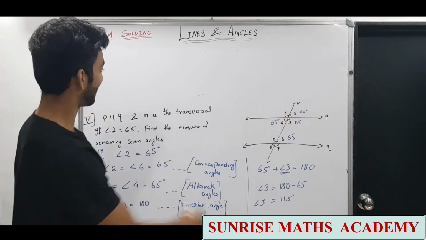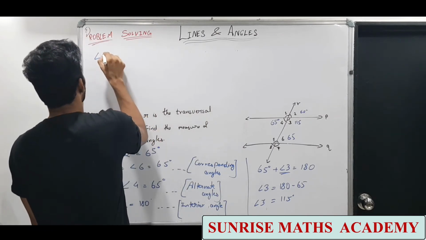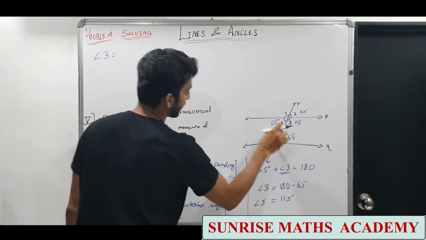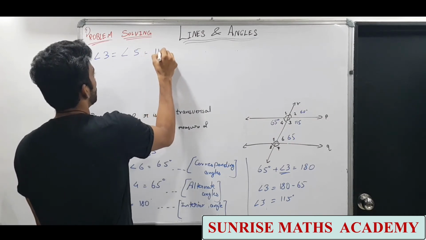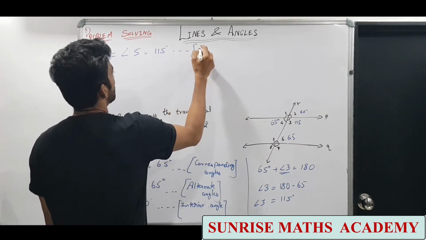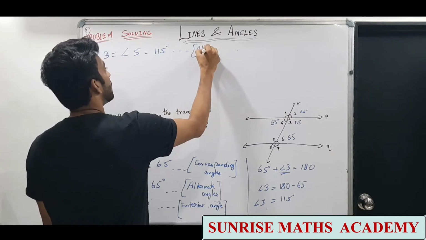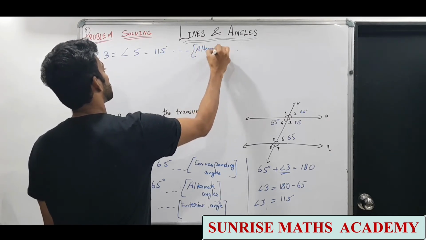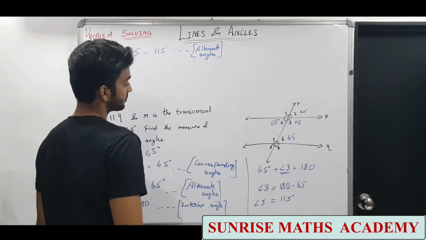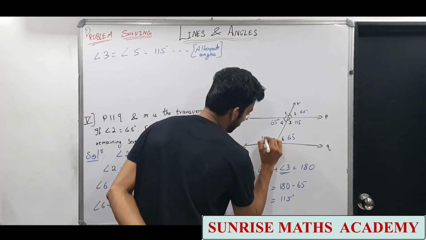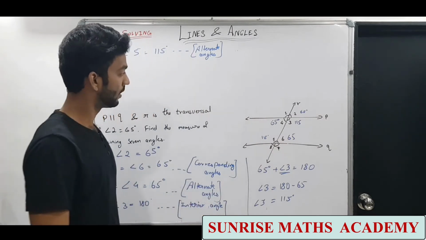Now angle 3 equals to angle 5, so it will be 115. इसके लिए reason है they are alternate angles. So this is also 115.